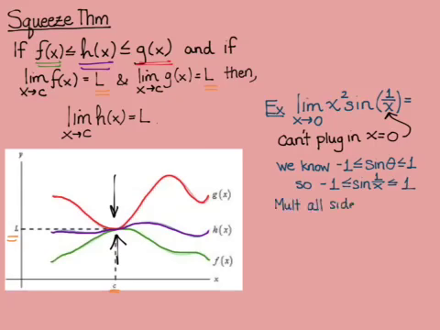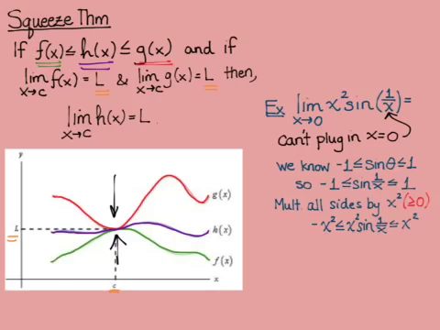Now we can multiply all sides of this inequality by x squared, which it's important to note is greater than or equal to 0, so we don't have to worry about flipping the inequalities. When we do this, I get negative x squared is less than or equal to x squared times sine of 1 over x, which is less than or equal to positive x squared. Notice that the middle guy is actually the function that we're hoping to take the limit of.